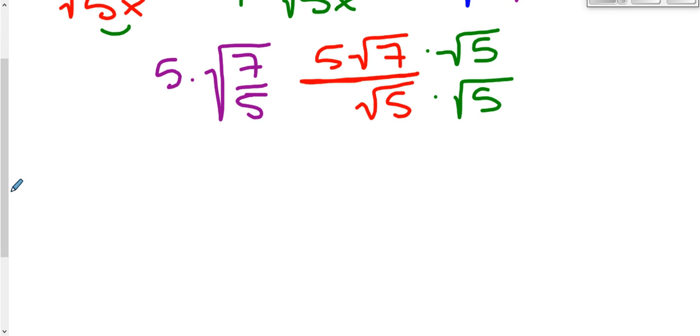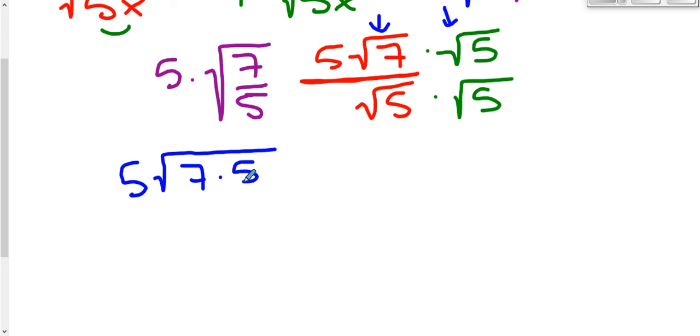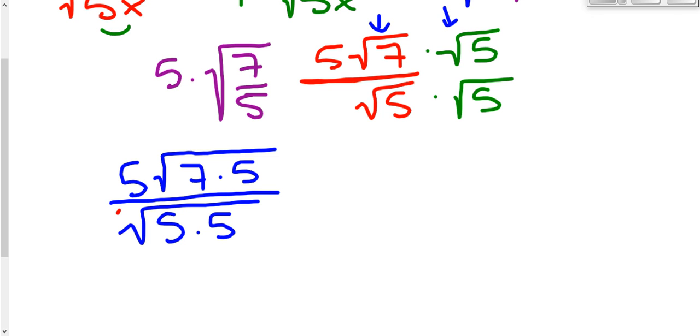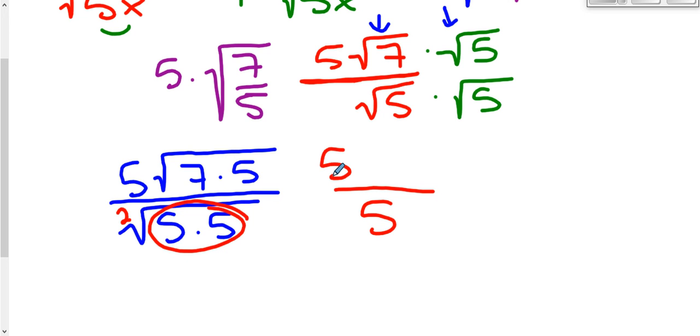Let's check that out. The numerator will have 5, and the square root, and remember, these are both square roots. I can combine these. So the square root of 7 times 5. And the denominator will have the square root of 5 times 5. Now, I didn't distribute these because we will want to try to simplify these radicals if we can. And in the denominator, I'm taking the second root, and I have 2 5's, which means that 5 can come out of the radical. In the numerator, I have 5 times the square root of 7 times 5.